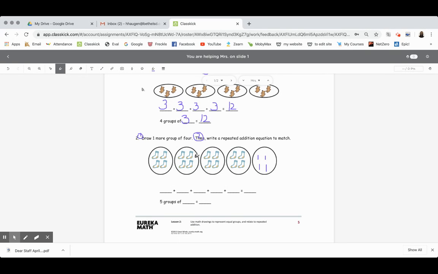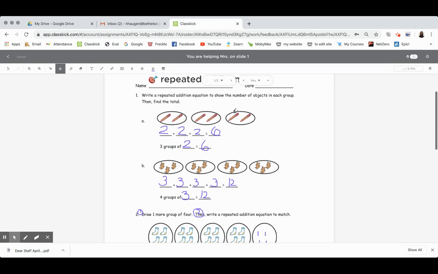This time, each group has 4 socks. So 4 is my number I'm repeating. 4 plus 4 plus 4 plus 4 plus 4, and I have 1, 2, 3, 4, 5 of them, which means my total is 20. So I just counted all of my socks, including the little ones I put at the end here, which means 5 groups of 4 equals 20.